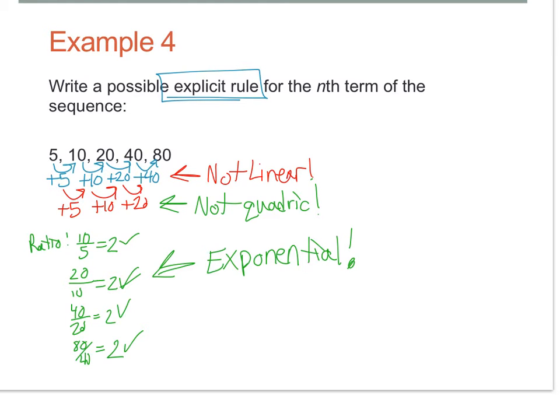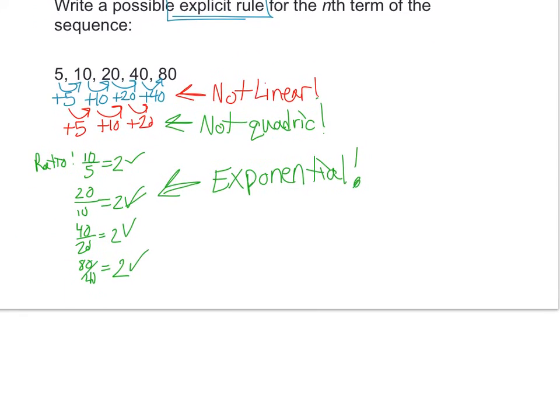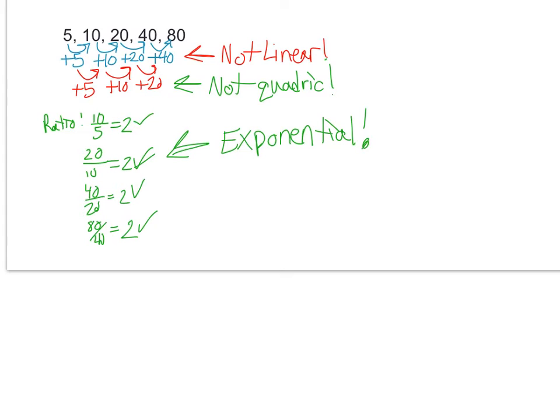So now from here, we have to figure out what our equation would look like. So I'm going to move this up a bit, give us some room. We've got to remember that our first term is 5, our second term is 10, our third term is 20, our fourth term is 40, and the fifth term is 80. So we've got to think of an equation where if we plug 1 in for n, we get 5. We know that the constant ratio is 2.